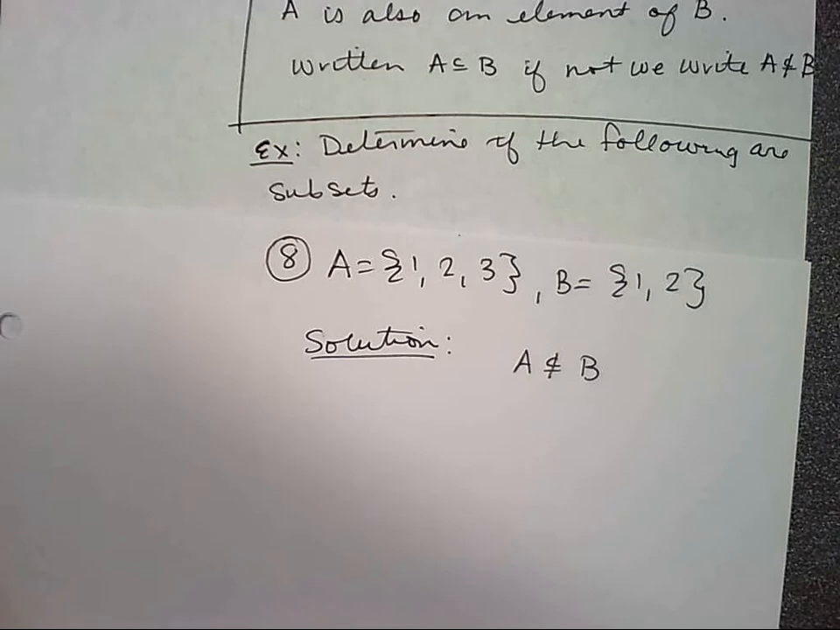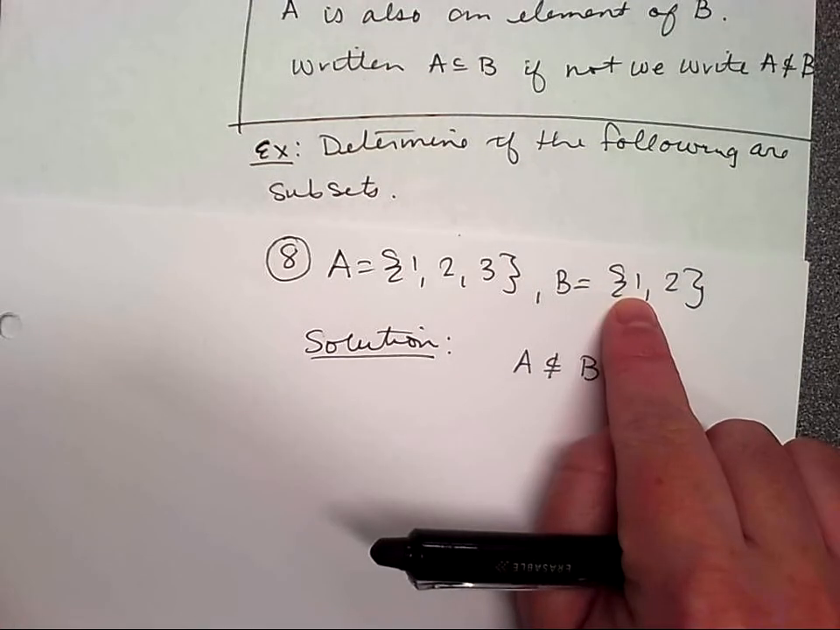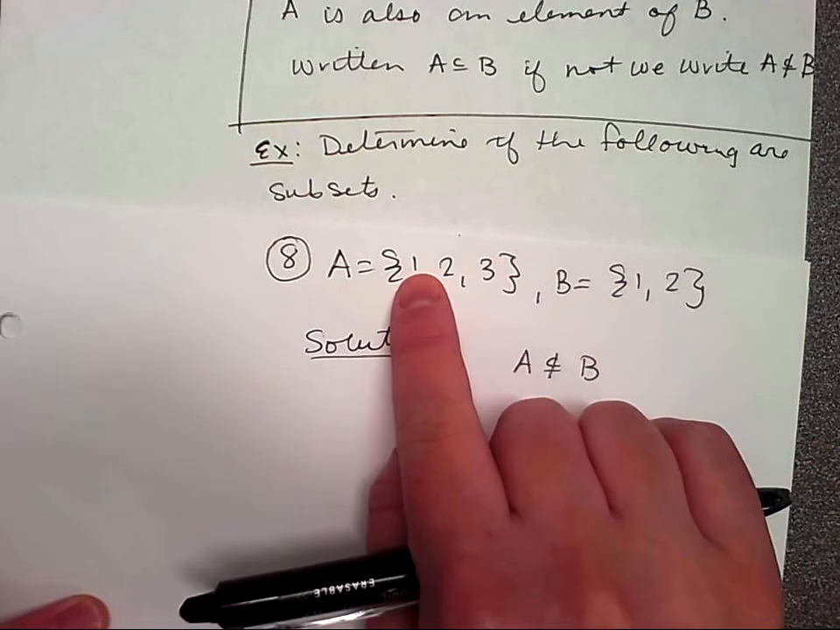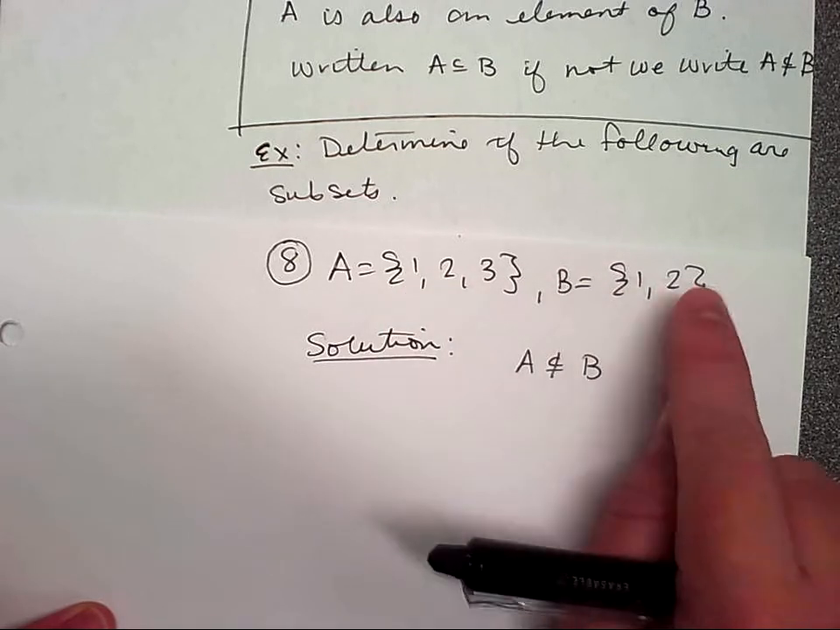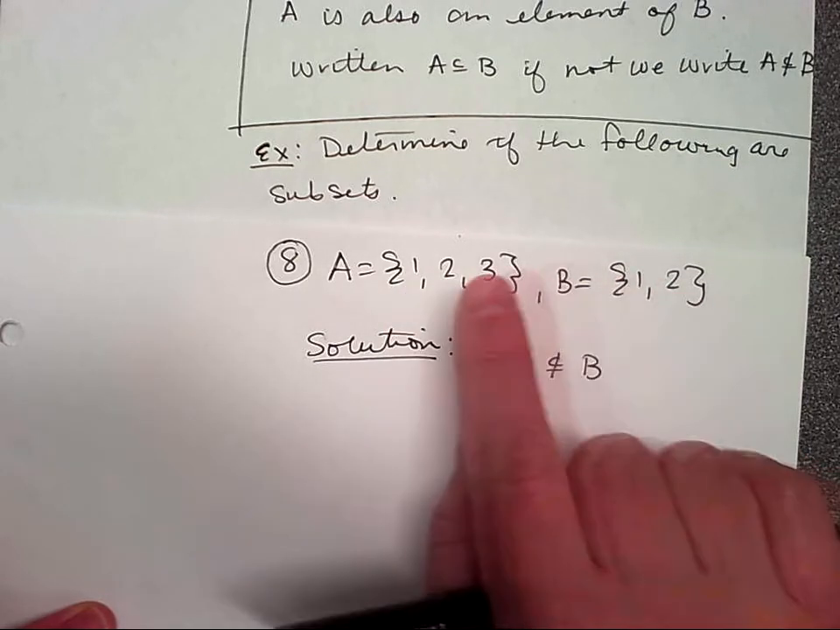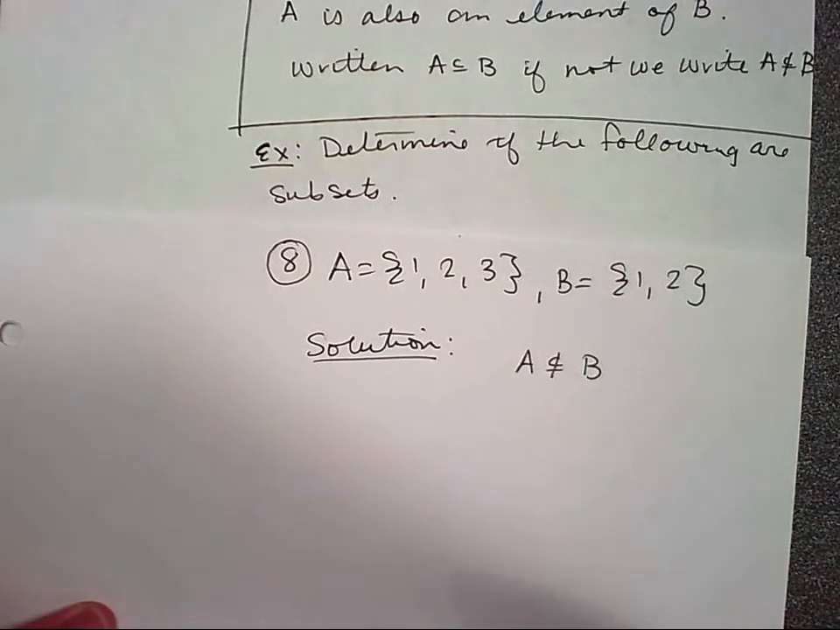Is B a subset of A? Quentin says yes. Why do you say that? They both have 1 and 2. They both have 1 and 2, so good. And I'm going back and just reading the definition like a broken record: all of the elements of B are also elements of A. 1 is an element of B, also in A. 2 is an element of B, also in A. So B is a subset of A.